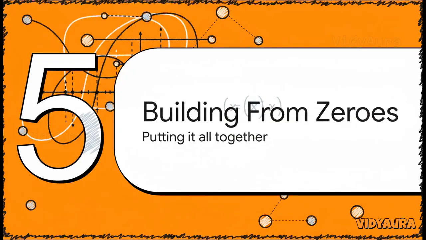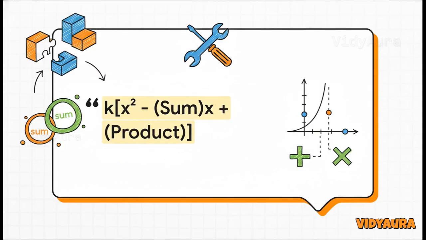So we've defined them, we've sorted them, we've found their secret relationships. Now it's time for the grand finale. Let's use everything we've learned to build a polynomial completely from scratch, using nothing but its zeros. And here it is. I call it the polynomial construction kit. This one formula lets you build a quadratic polynomial as long as you know the sum and the product of its zeros. You literally just plug those two numbers right into the template.